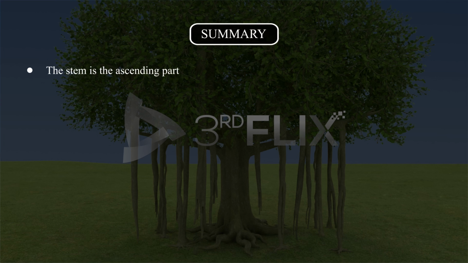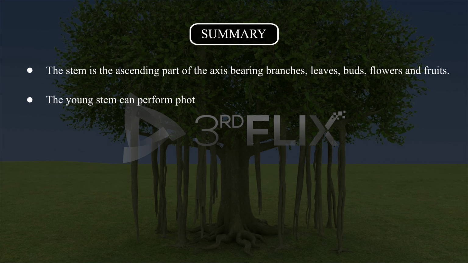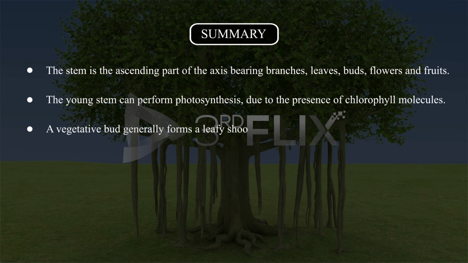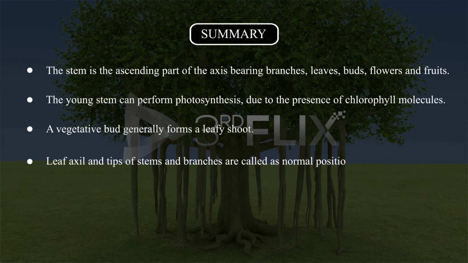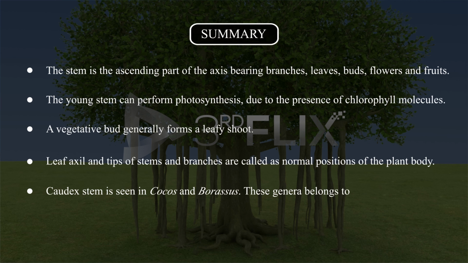Summary. The stem is the ascending part of the axis bearing branches, leaves, buds, flowers, and fruits. The young stem can perform photosynthesis due to the presence of chlorophyll molecules. A vegetative bud generally forms a leafy shoot. Leaf axil and tips of stems and branches are called as normal positions of the plant body. Caudex stem is seen in Cocos and Borassus. These genera belong to the family Palmae. Scape is seen in Allium cepa.